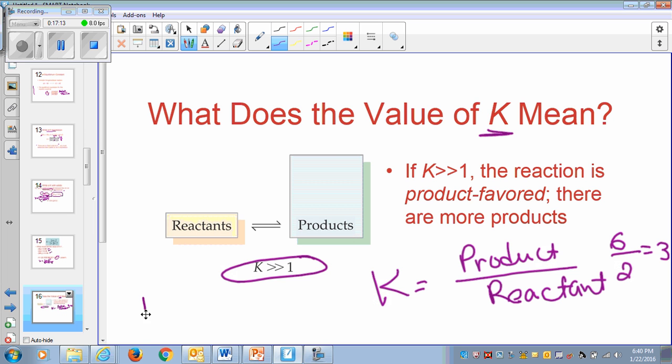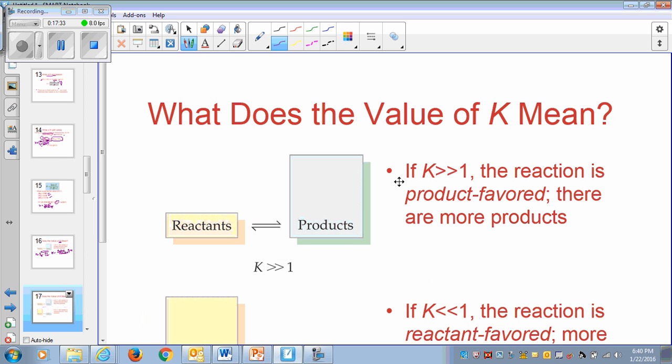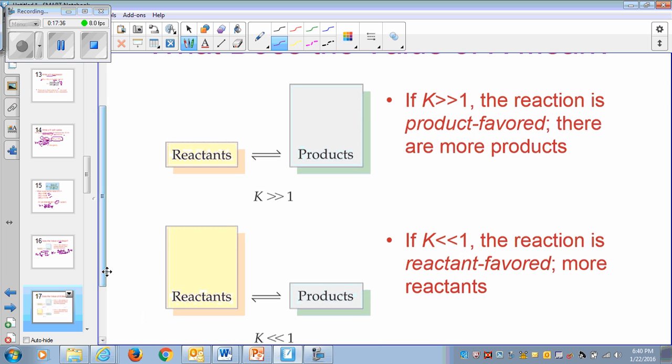If I reverse this, if I have products over reactants, and here I have 2 and here I have 6, of course it will be in decimals. So it is less than 1. That means my reaction is in the favor of reactants. So the reaction has more reactants in it than products. You need to keep in mind that if the K is greater than 1, the reaction is product favored, so there is more product than reactant. If it is less than 1, the reaction is reactant favored. So this is what the K tells me.